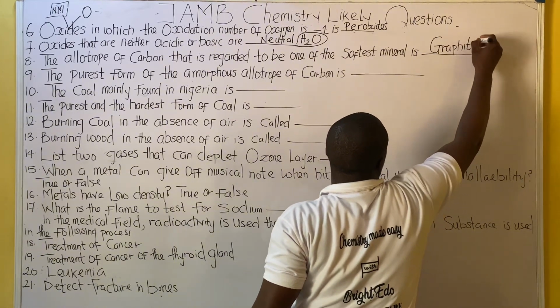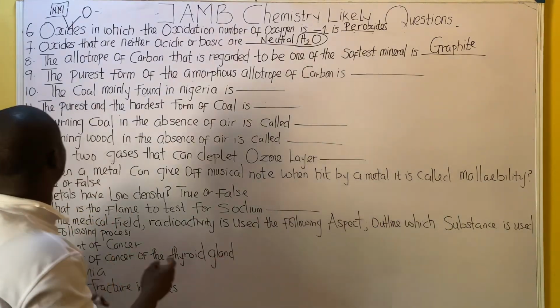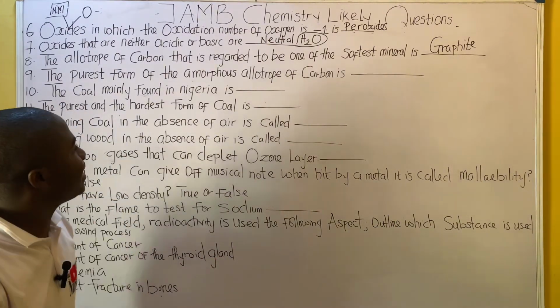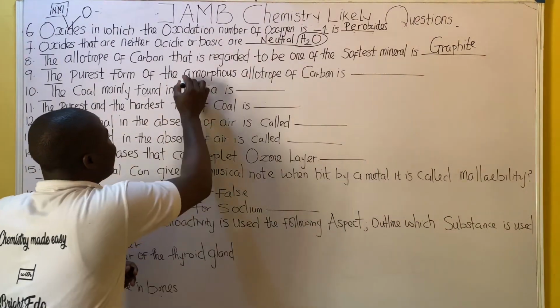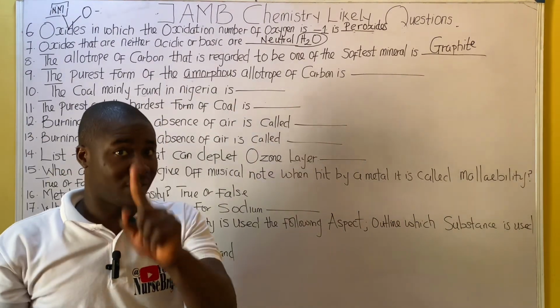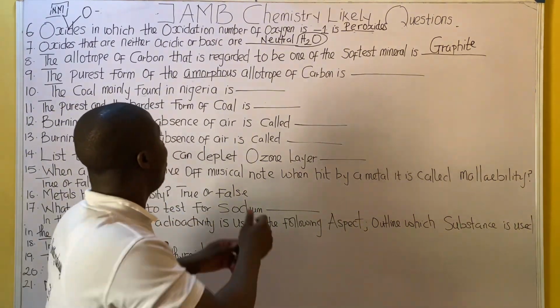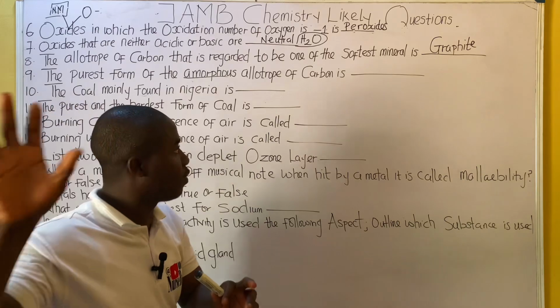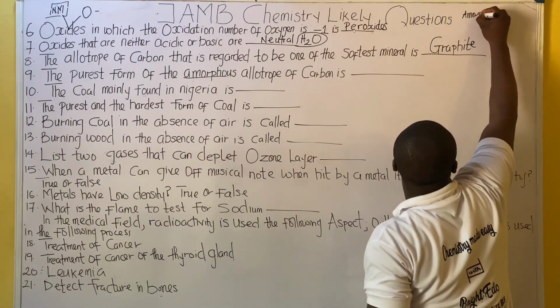I believe you are following. It is very easy. So moving further to the next question, which says the purest form of amorphous carbon is called. They even specify amorphous allotrope of carbon. What is the purest form of the amorphous allotrope of carbon? First of all, what are the amorphous allotropes of carbon? Just watch. Here are the amorphous allotropes of carbon. Here are the examples.